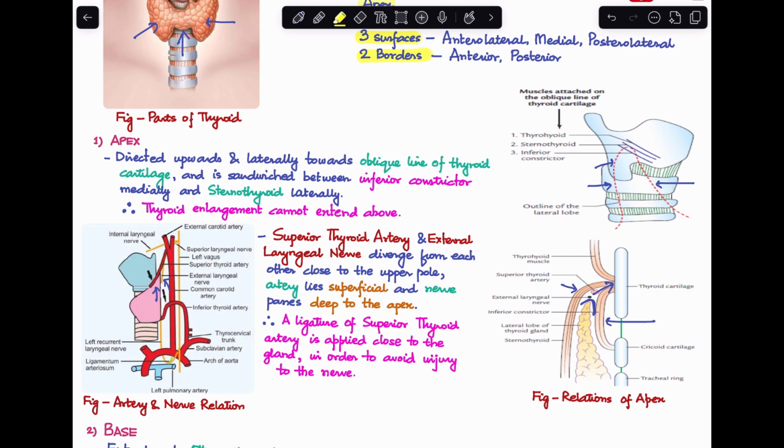Now, the importance of knowing this is when you are performing thyroidectomy, you have to ligate the superior thyroid artery. So, where will you ligate the superior thyroid artery without injuring the external laryngeal nerve, which is in such close proximity to it? In this case, the ligature is applied close to the gland in order to avoid injury to the nerve. Why? That is because the superior thyroid artery lies superficial to the thyroid gland, whereas deep to the apex lies the nerve. So, that is why you should be putting a ligature very close to the gland in order to avoid any injury to the nerve. So, this was about the apex and its relation.